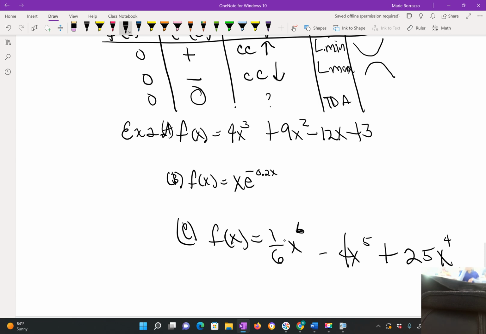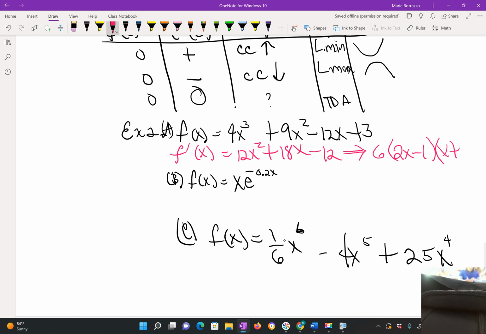And so I'm going to start with the first question, and I'm going to do the first derivative here. So f first derivative is going to give me 12x squared plus 18x minus 12, which I can further factor if I take out a 6. That's going to give me 2x minus 1 and x plus 2. I'm just factoring after dividing.